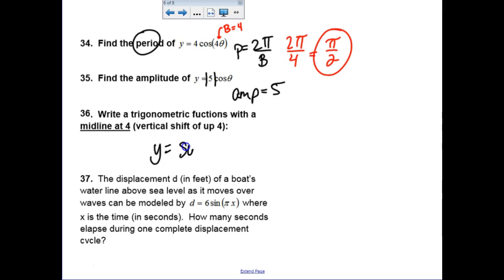I'm just going to say like sine of theta plus 4. It could be anything as long as there's a plus 4 on the back end here.